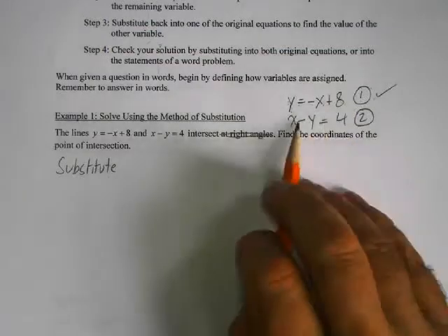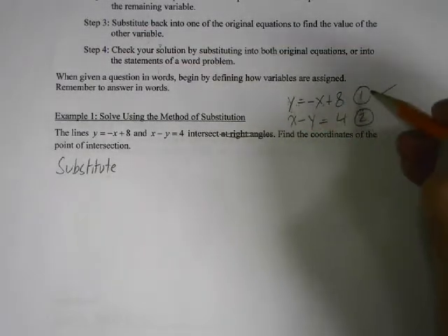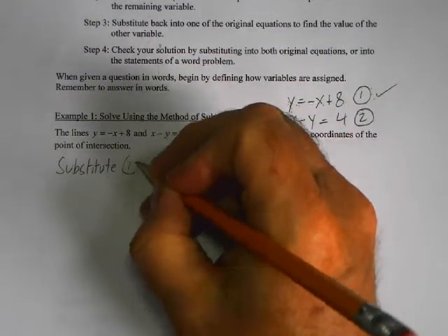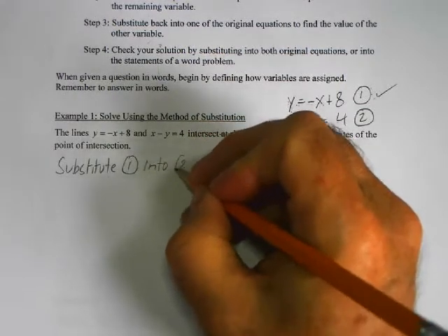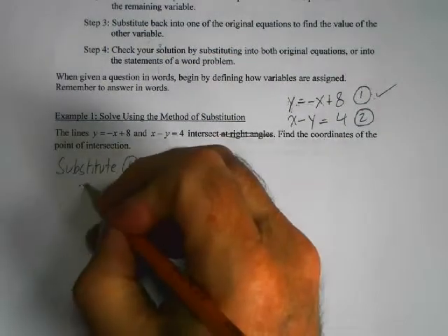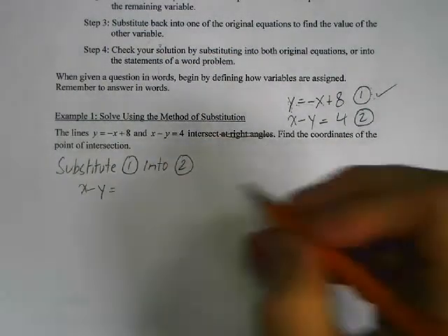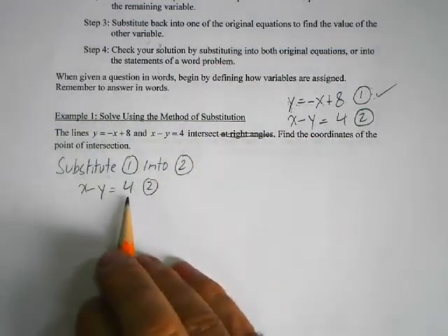And I'm going to take equation 1, which is isolated. I'm going to substitute equation 1 into equation 2. So substitute 1 into 2. That means I'm starting with 2, so I'll just rewrite 2: x minus y equals 4. And I'll put a 2 just to remind myself that's equation 2.